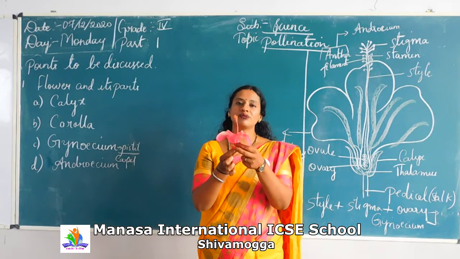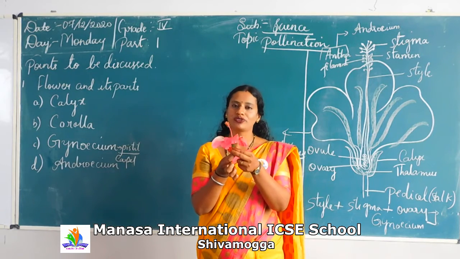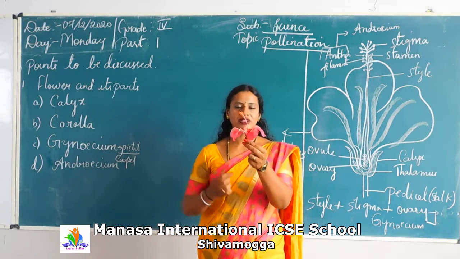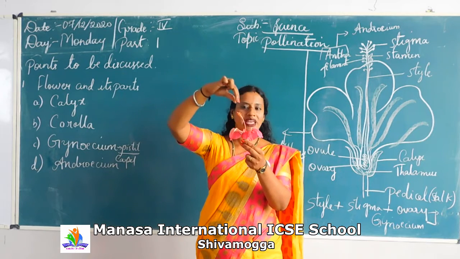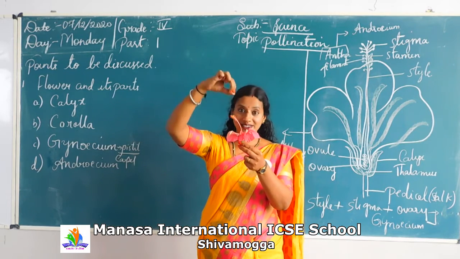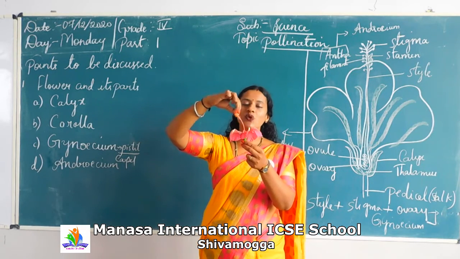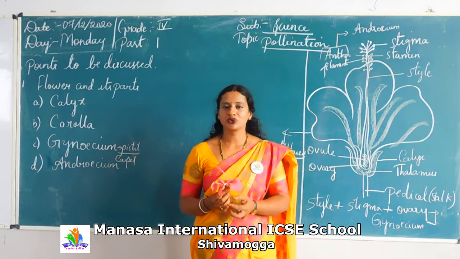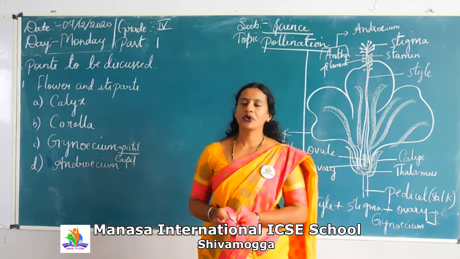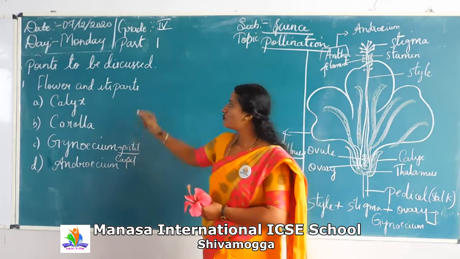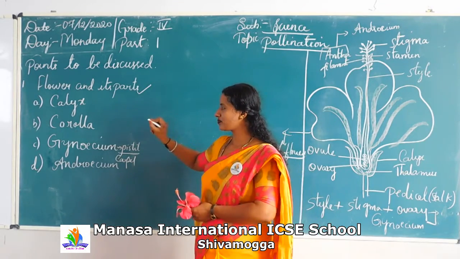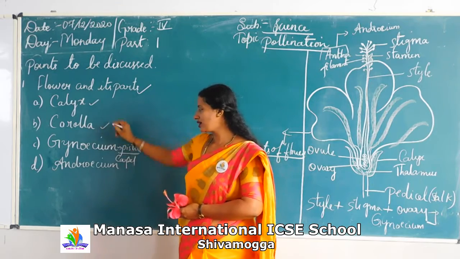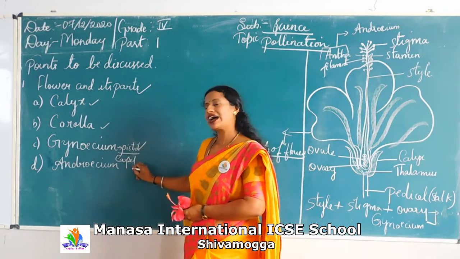The flower is the most colorful part of the plant body. Because it is colorful, the insects will come, reside there and suck the nectar, right? It is very interesting to know about the flower. Dear students, in today's class we are going to discuss the flower and its parts, mainly calyx, corolla, gynoecium and androecium.